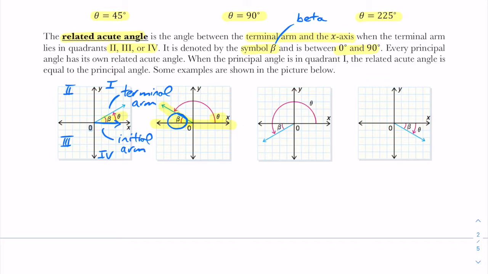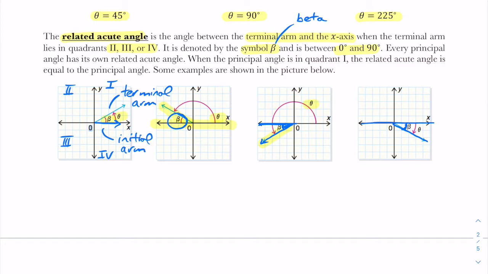In the third image, our terminal arm ended up in quadrant 3. Here's our principal angle, but the related acute angle is just the angle between the x-axis and the terminal arm. So I'm trying to make this a little more clear. This angle right here is your related acute angle. And finally, if we're in quadrant 4, the related acute angle is the angle between the x-axis and the terminal arm right here.